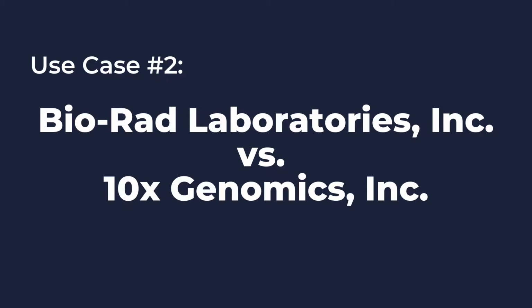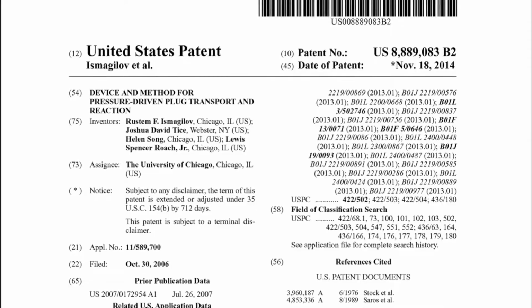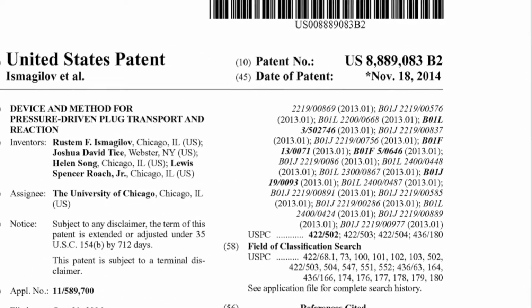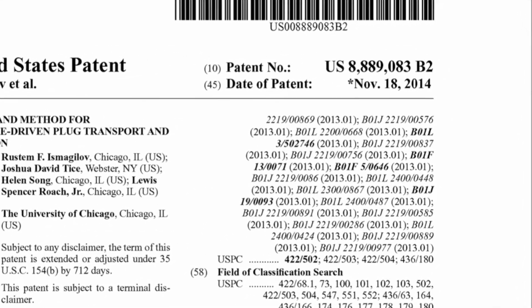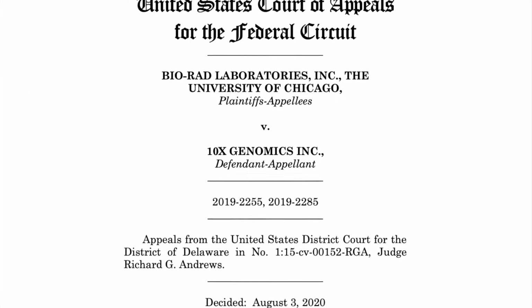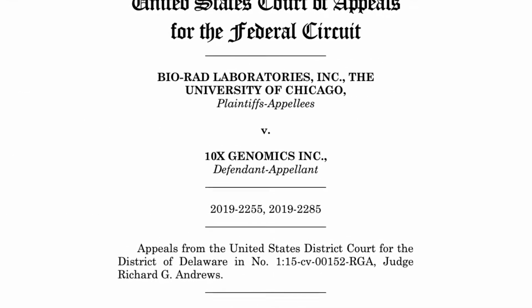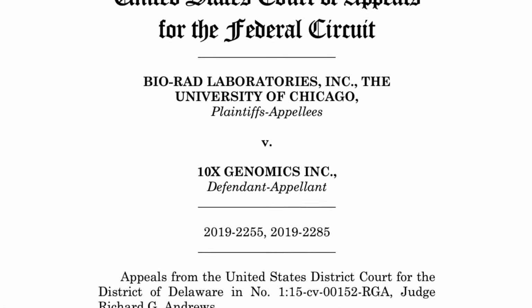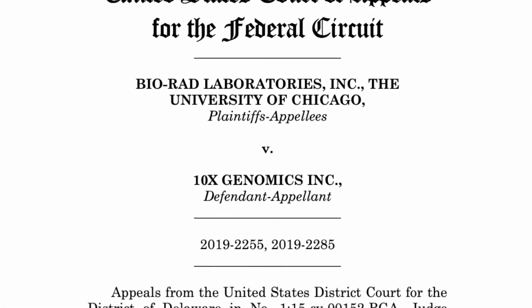Biorad Laboratories versus 10x Genomics is another recently decided patent infringement case that involved willful infringement of U.S. patent number 8889083. The Federal Circuit recently affirmed the lower court's infringement decision in a decision that discusses some of my favorite tenets of patent law: doctrine of equivalence, prosecution history estoppel, and claim vitiation.